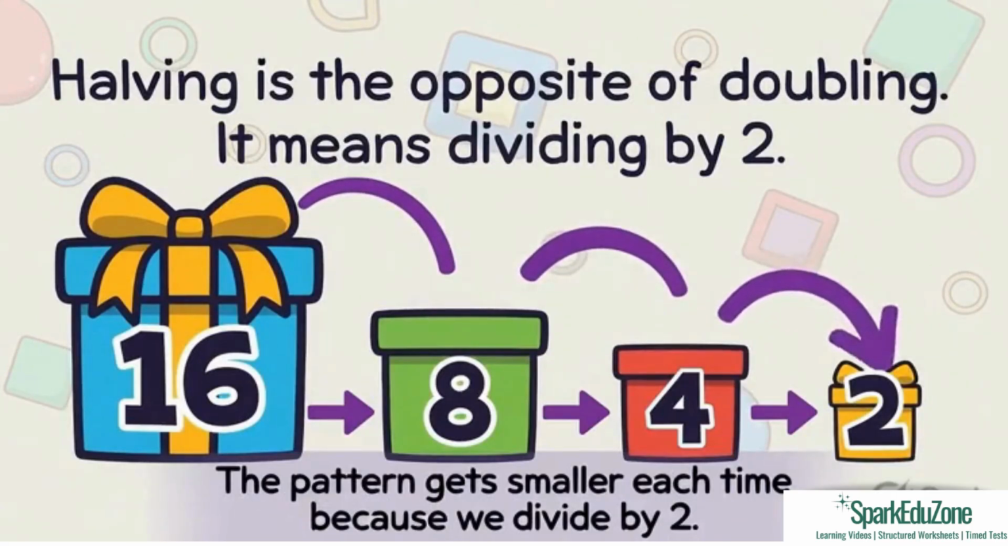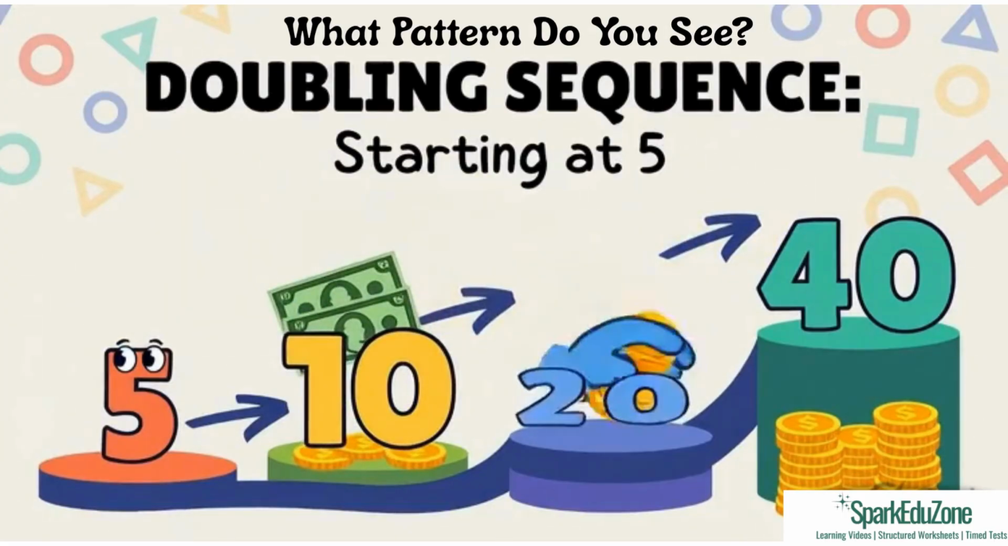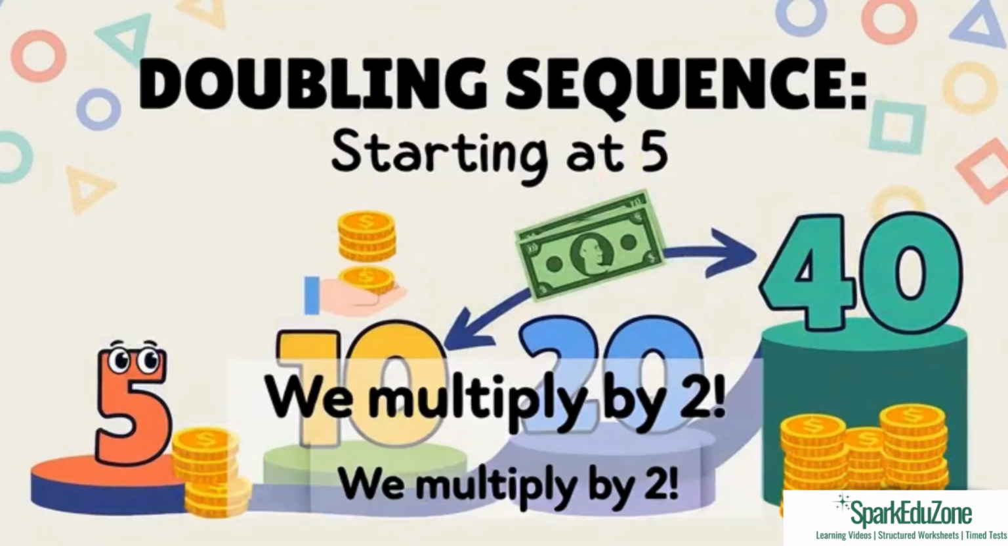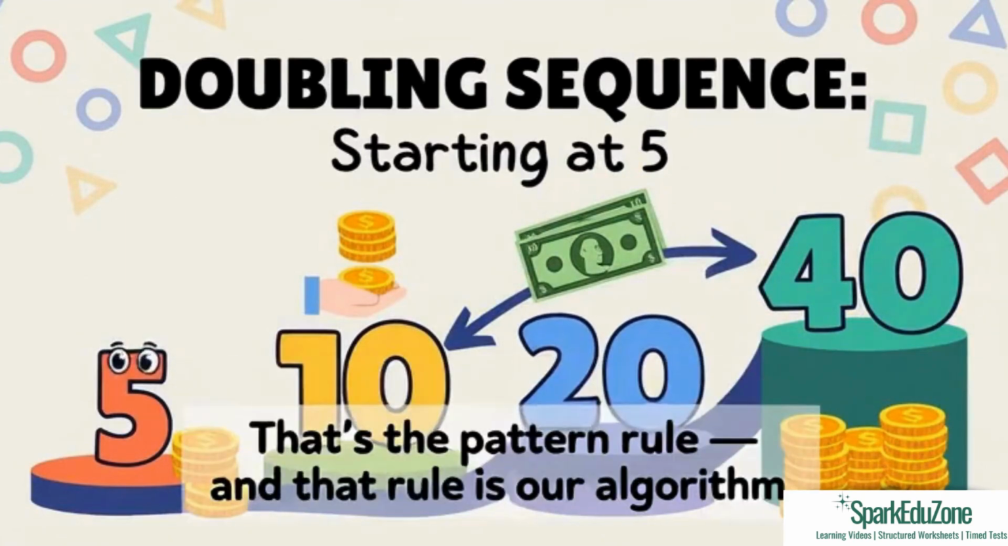Let's try one together. Starting at 5, if we keep doubling, we get 10, 20, 40. What's happening each time? We multiply by 2. That's the pattern rule, and that rule is our algorithm.